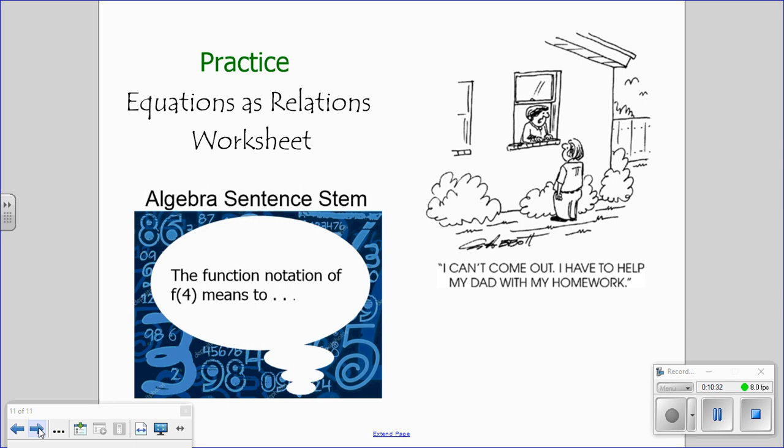Okay, before you watch the next video, one thing that I would like for you to consider is what that f of 4 wants you to do in function notation. So what is that actually representing? What does it mean?